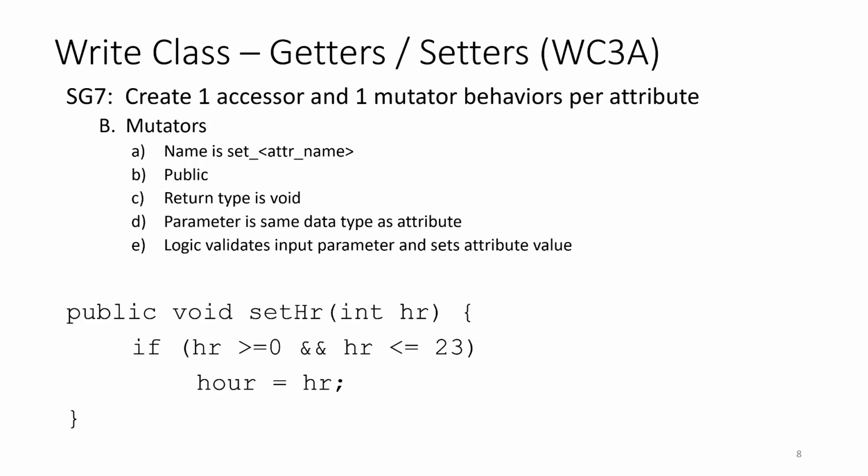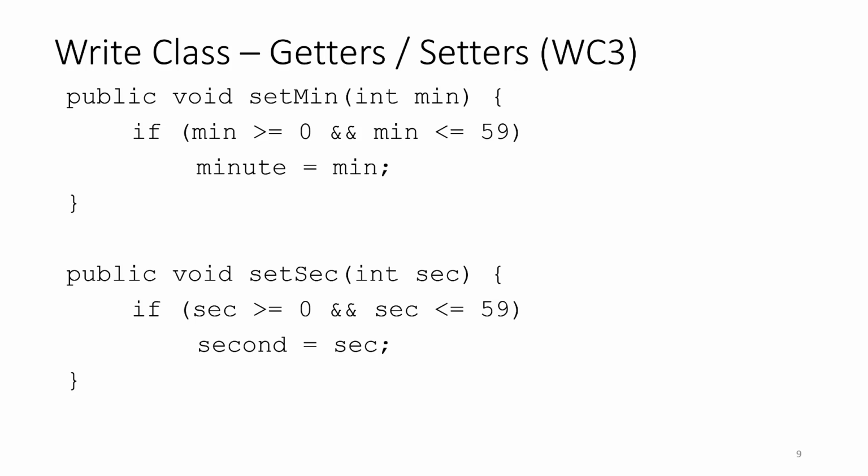In this example, we want to validate that HR is between 0 and 23 inclusive, and then assign HR to our instance attribute hour. Here are the other two mutators, setMin and setSec. Notice that they are all public. The names are set followed by some version of the attribute name.